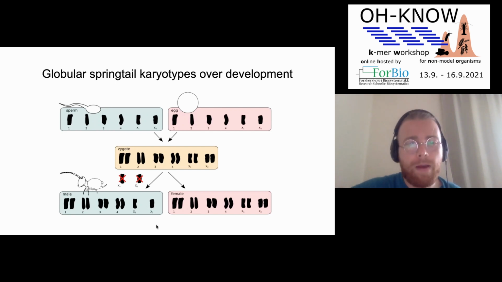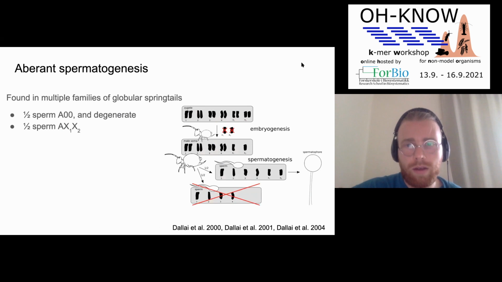And then the second weird thing about globular springtails is that in males, the soma has this karyotype, diploid for autosomes and haploid for X chromosomes, but during spermatogenesis, the 2 X chromosomes for some reason co-segregate, which creates half of the sperm that are fully monoploid and half of the sperm that is missing the 2 X chromosomes. But this sperm is completely inviable, and it immediately degenerates.